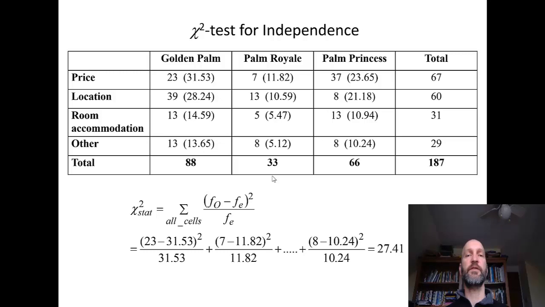and the difference will be small, so when we square it we'll have something small. We add all that up, we'll have something small. That will be evidence in favor of the null hypothesis. So to get that value, we're going to take, starting with the first cell, 23 minus 31.53, square that difference, divide by 31.53. We're going to do that for all of the cells, and we get a test statistic of 27.41.